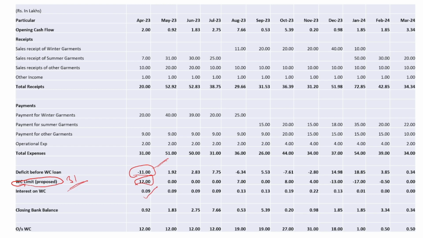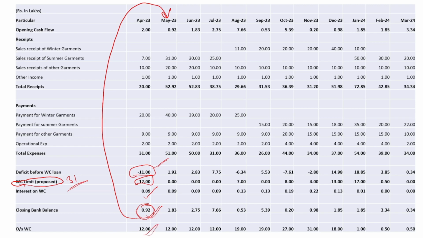So closing balance is 0.92. How has this closing balance been calculated? It is minus 11 plus 12 minus 0.09. So this is the closing balance. This closing balance is the opening balance of May 2023, and in the month of April our outstanding working capital limit will be 12 lakh only.